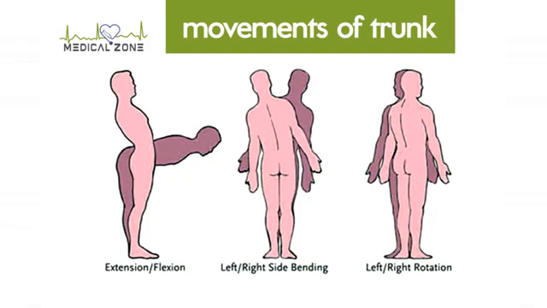Next one is movements in the trunk. First one is flexion. Forward bending is called flexion of trunk. The second one is extension. Backward bending is called extension of the trunk. Next one is lateral flexion. The sideward movement is called lateral flexion. It is of right side and left side. And the last one is lateral rotation. It is also of right side as well as left side.